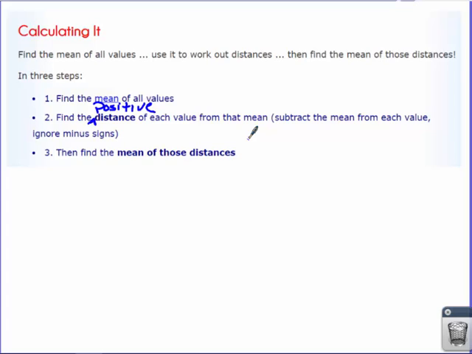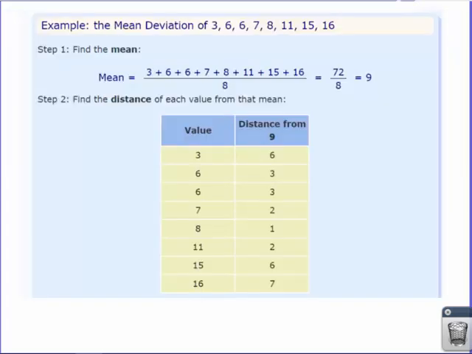So let's look at an example, and then we will do 2 of them together. The first one, we have a set of data. It says find the mean deviation of 3, 6, 6, 7, 8, 11, 15, and 16. So, this data set, we don't really know where it came from. You could say that it may be shoe sizes, because those could all be shoe sizes.